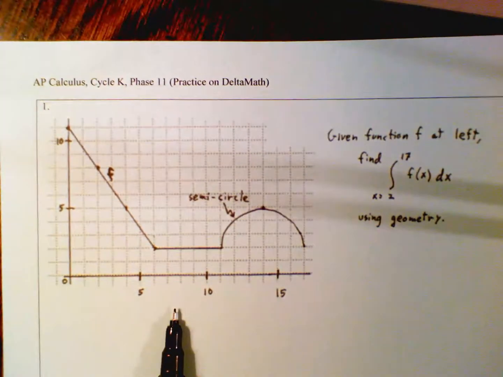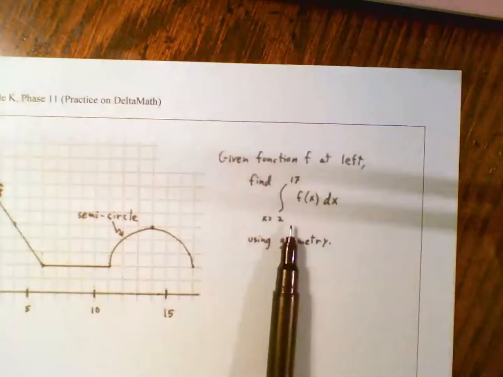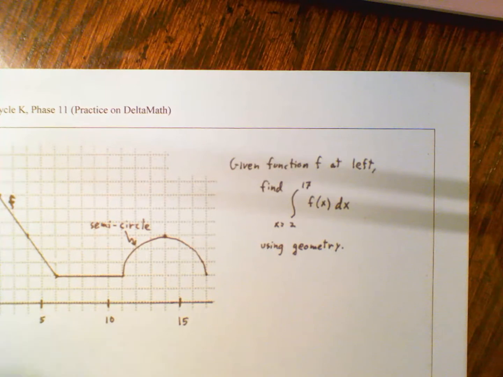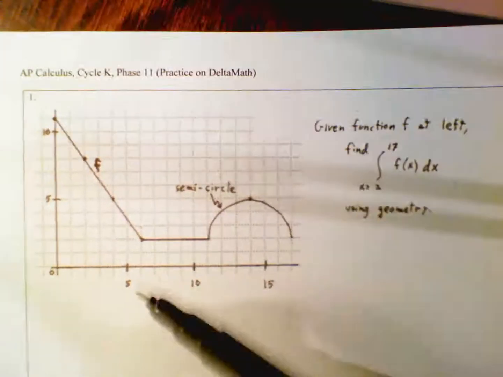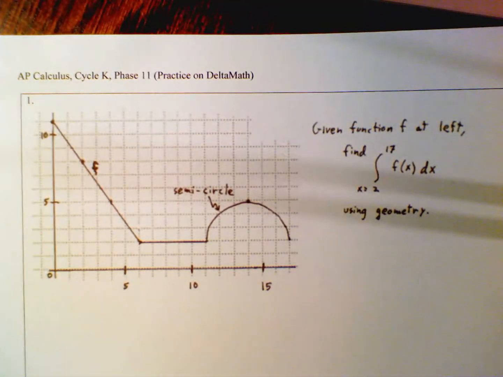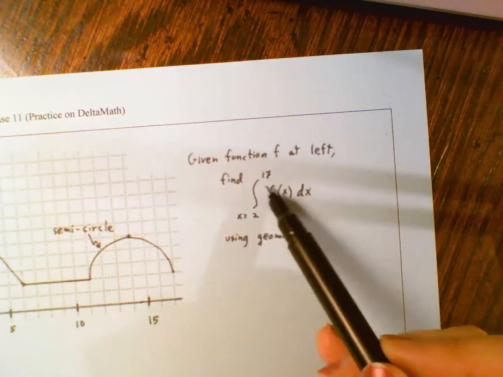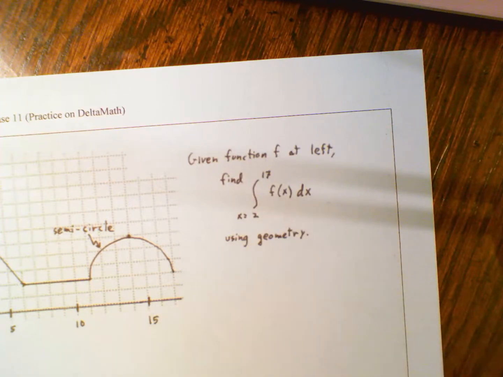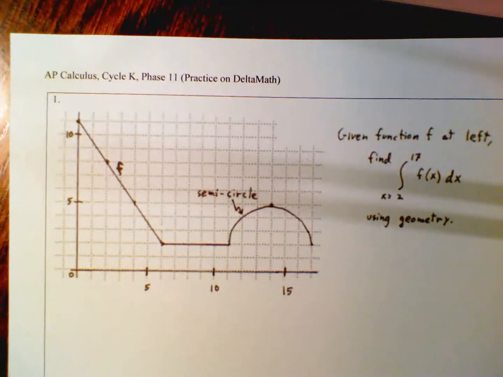So we're going to use geometry to evaluate these integrals, because what a definite integral means is the area under the curve. And from the last video, we know that the area under the curve in this context means the sum of the areas formed by the graph and the x-axis. Sometimes the graph will be above, sometimes below, and that will make the individual areas positive or negative. So given this function at left, find the integral from 2 to 17 of f of x using geometry. Okay, so let's find the shape.